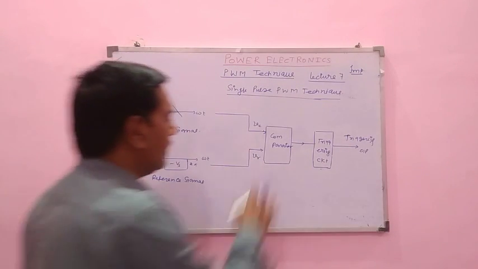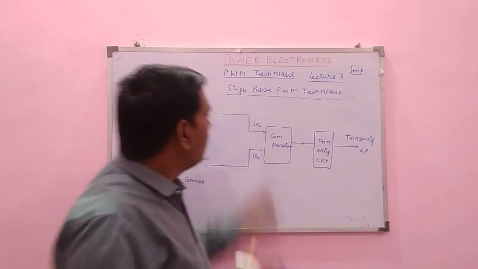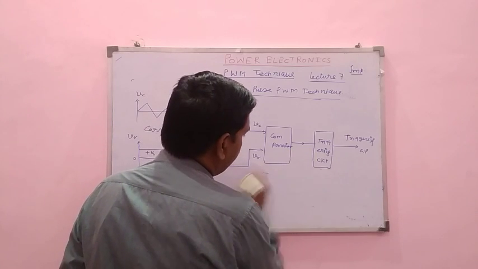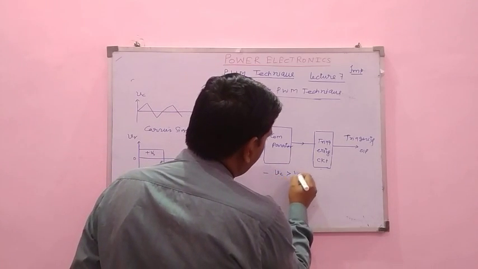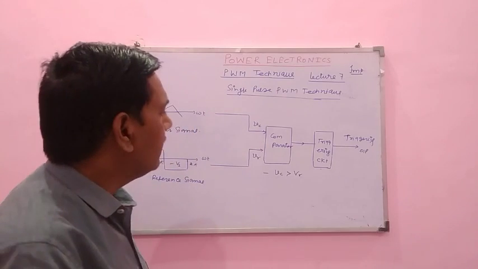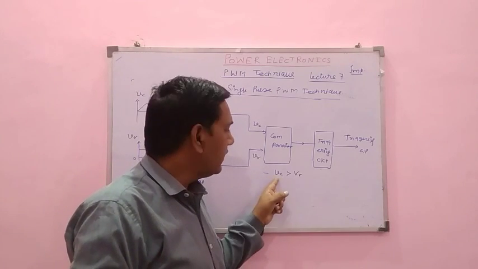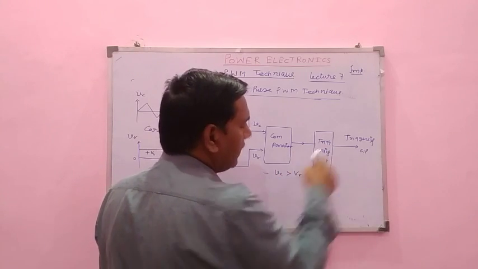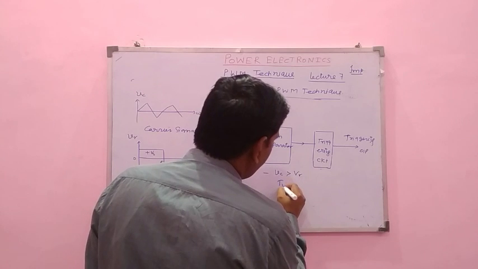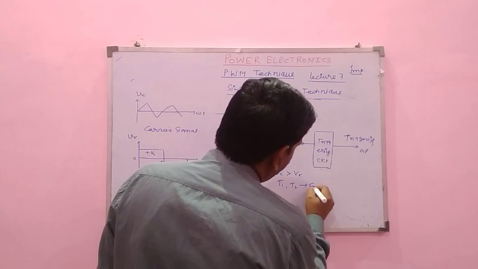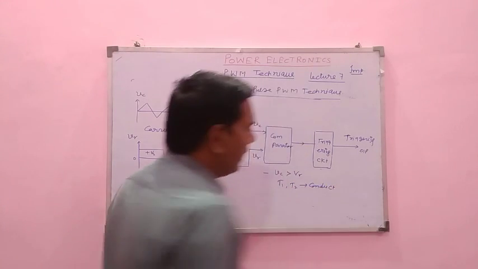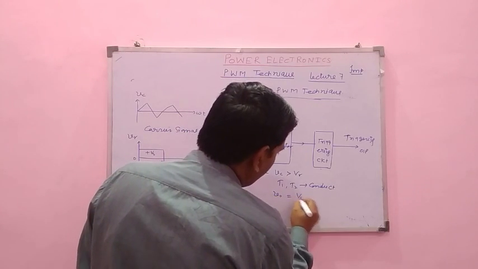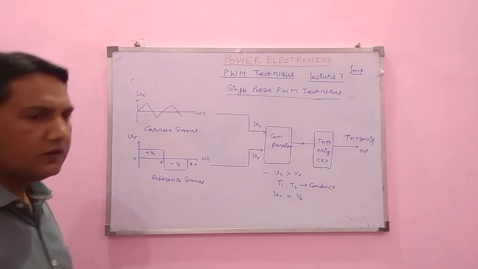Okay, so there will be some conditions. The comparator will compare the carrier signal and reference signal and two conditions can arise. If Vc is greater than Vr, that is, if the amplitude of the carrier signal is greater than the reference signal, then it will generate the triggering pulse for thyristors T1 and T2. T1 and T2 will conduct, and you will get output voltage equal to Vs. You can see in the circuit diagram.